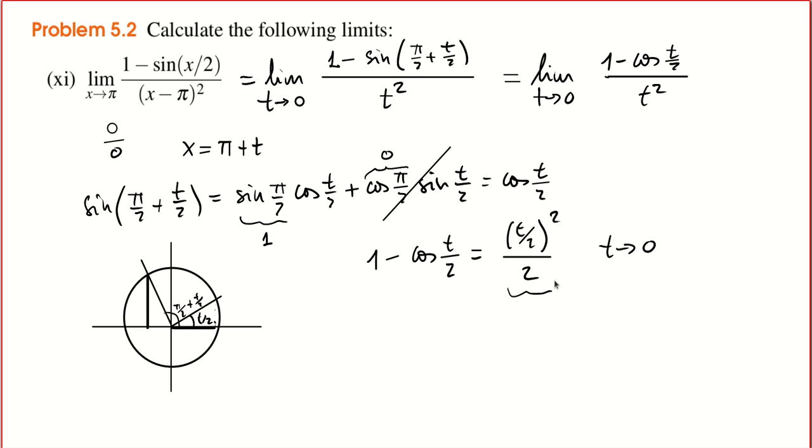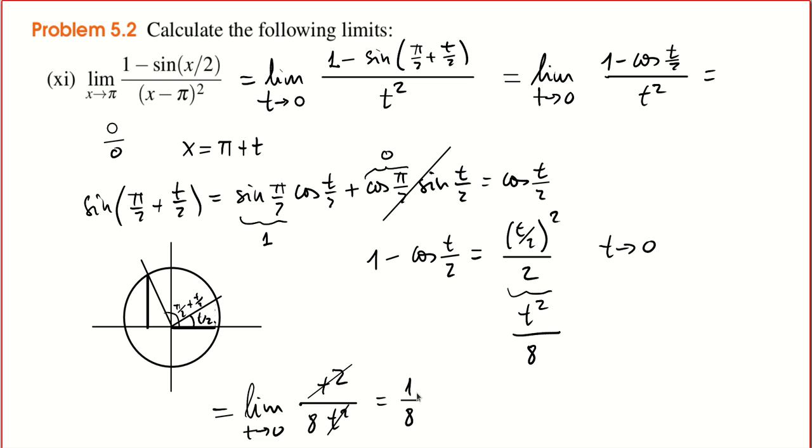And actually, this expression is just t squared divided by 4 times 2, which is 8. So we can replace this numerator here by t squared divided by 8. So we have this limit transformed into this one. It is the limit when t goes to 0 of t squared divided by 8, divided by t squared. And of course the t squared cancels, right? So this is just 1/8. So this limit is simply 1/8.